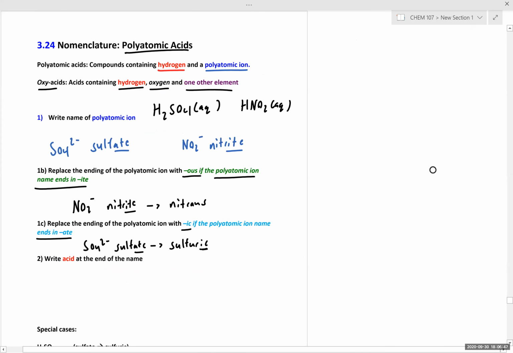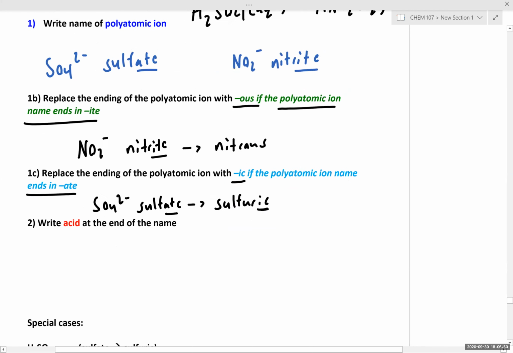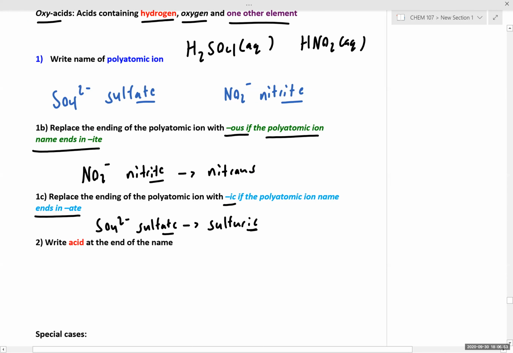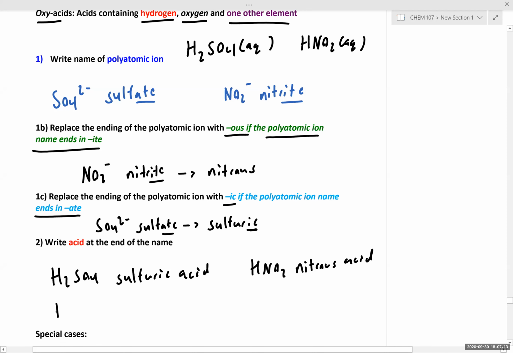Okay, so now just to finish off this example, you write acid at the end of the name. So H2SO4 would be written as sulfuric acid, while HNO2 would be written as nitrous acid. As another example, HNO3, we go from nitrate to nitric acid. So we call HNO3 nitric acid.